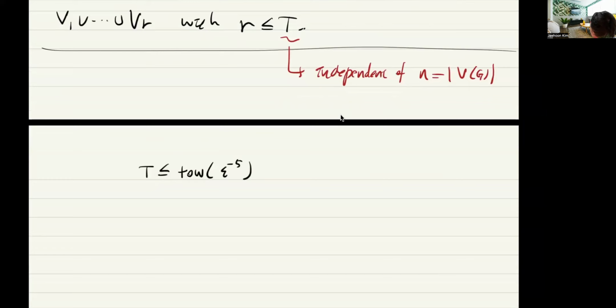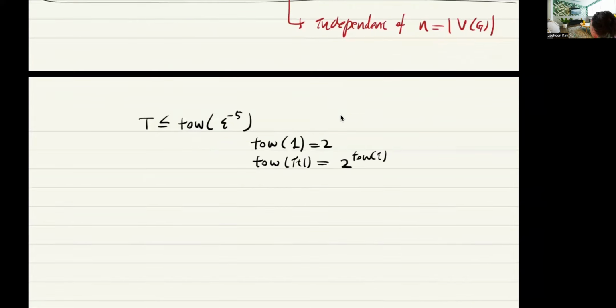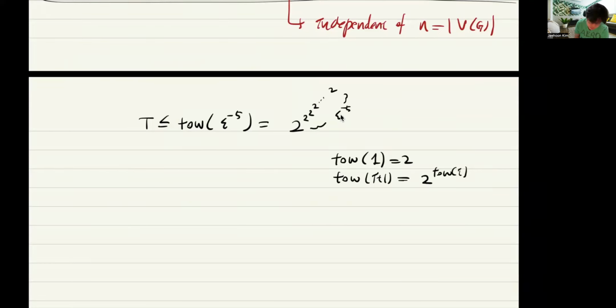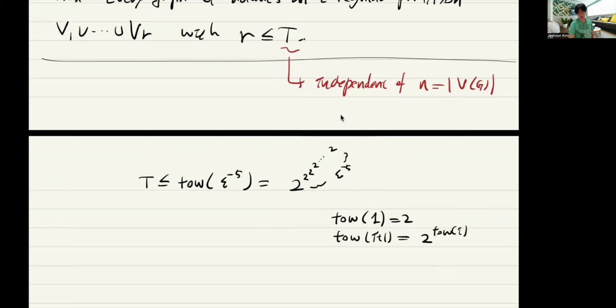And what's this tower? The tower is like power of 1 is 2, and power of i plus 1 is 2 to the power of i. So this is 2 to the 2 to the 2 to the 2 to the 2, and the number of 2's here is epsilon to the -5. So this is a huge number. This is much, much bigger than the number of atoms in the universe, if epsilon is reasonably small.